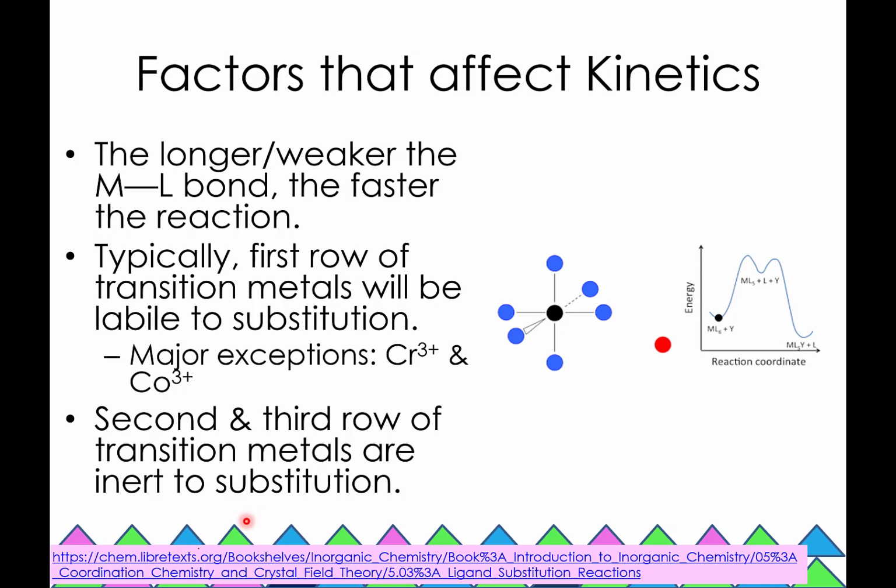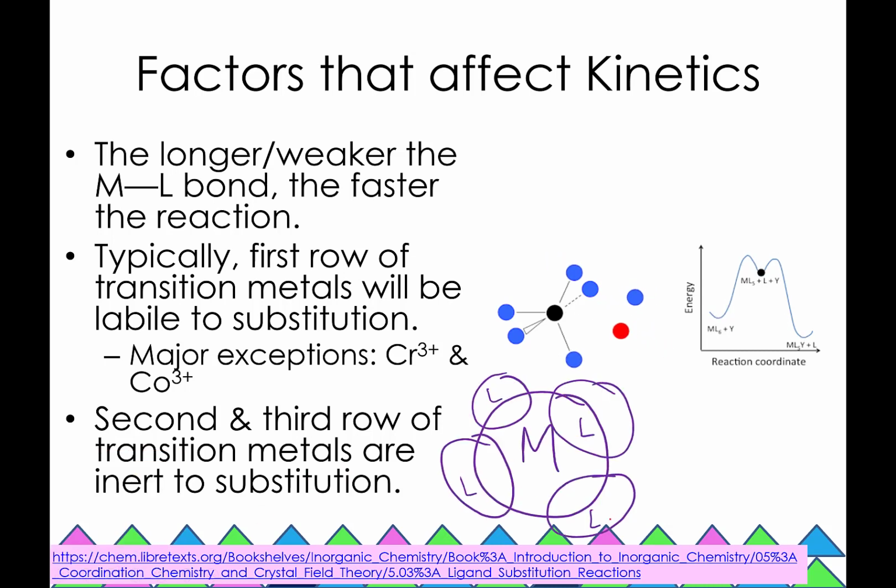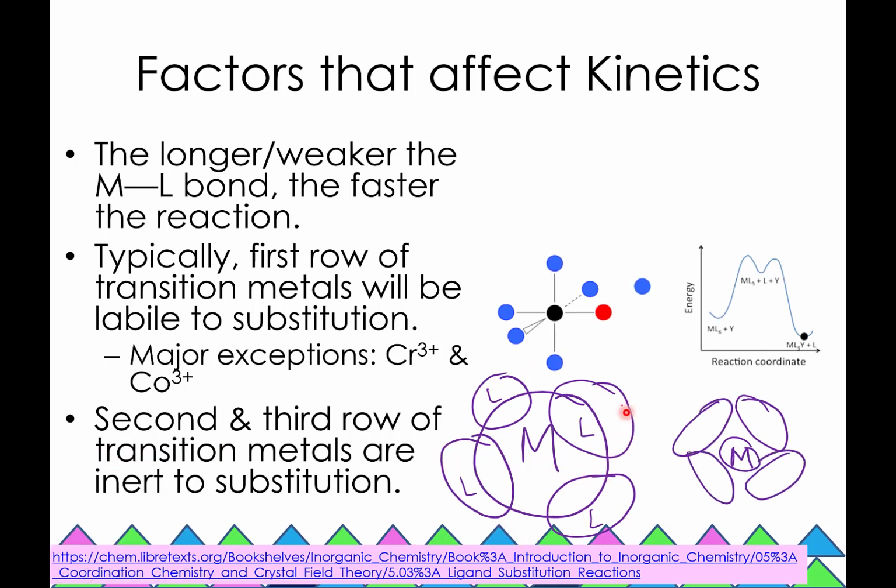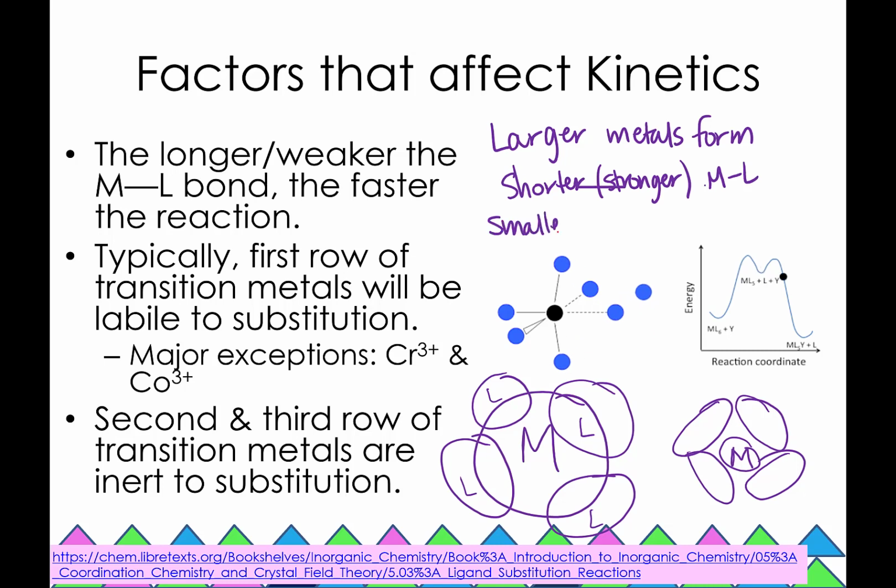So remember when we were talking about size of the metal last week? What we talked about last week is if you have a large metal, your ligands can approach closer to the metal. This is going to be a shorter metal ligand bond. So your smaller metal is going to have some steric hindrance from the ligands. So smaller metals will form longer metal bonds, which will be weaker.